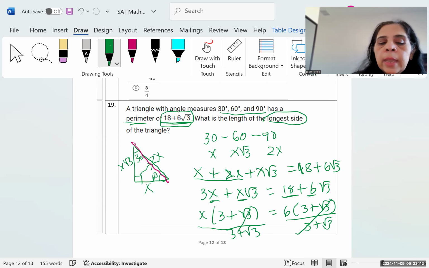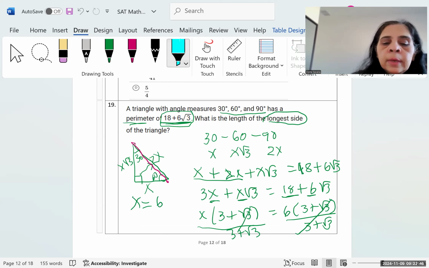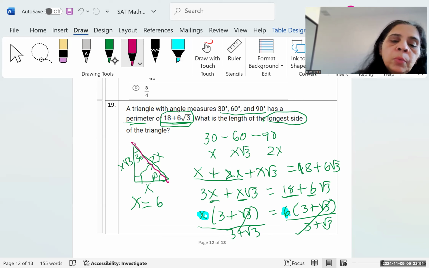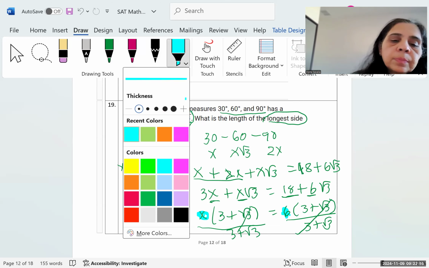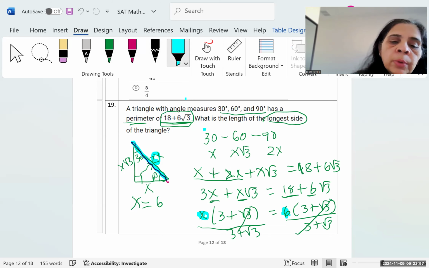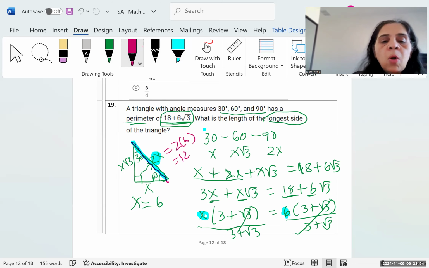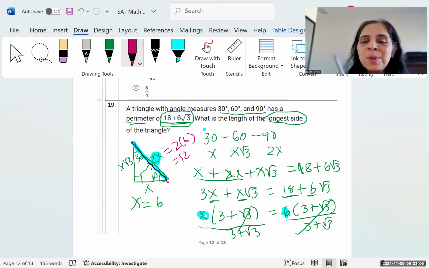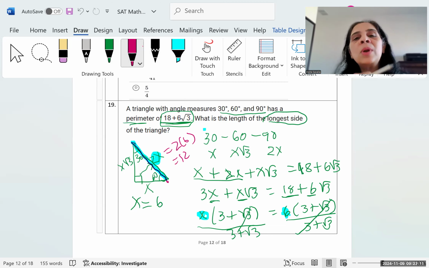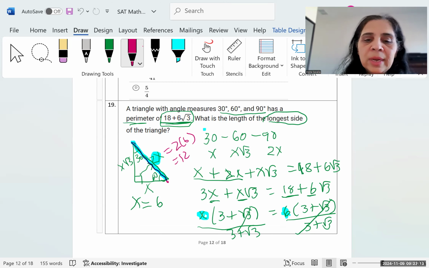So now we can see x equals 6, right? But what are we looking for? The longest side. 6 is not the answer yet. We can see 2 times 6, which is 12. Always, always, always double check when you give your final answer. Is that my final answer, or do I have to do something else?